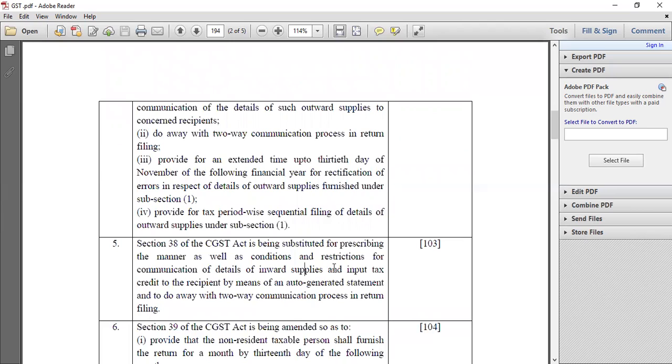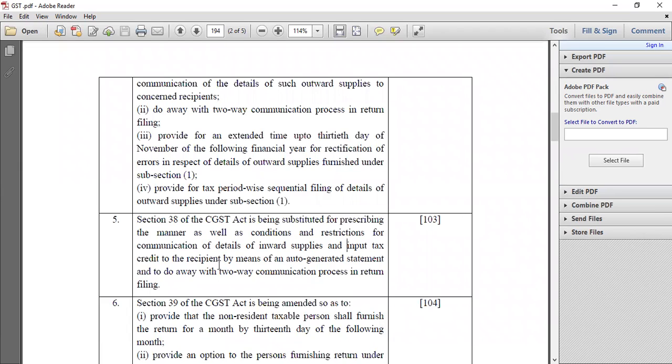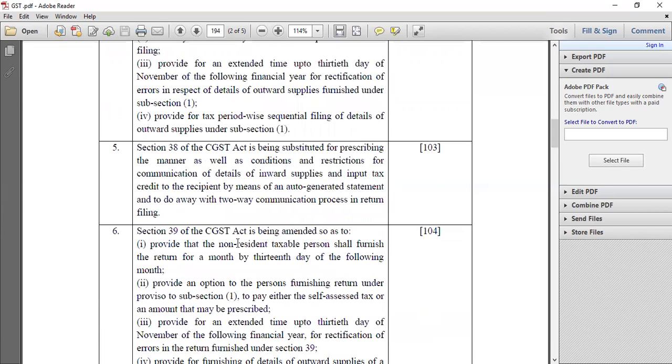Adding, modifying, and deleting the invoices, that facility which was proposed to be given to the taxpayer, has been done away with, so this two-way communication process cannot be there. So section 38 of GST Act is also being substituted.